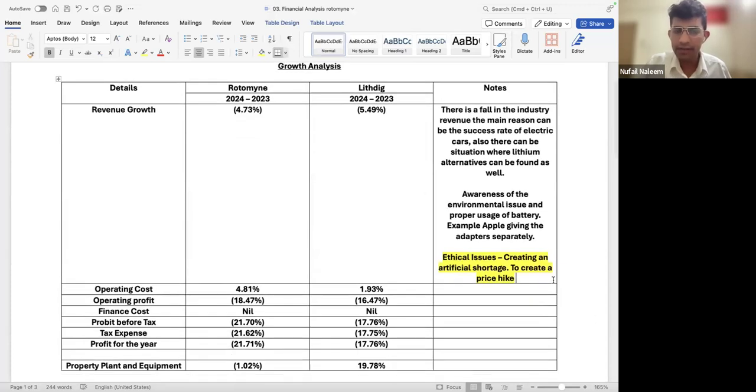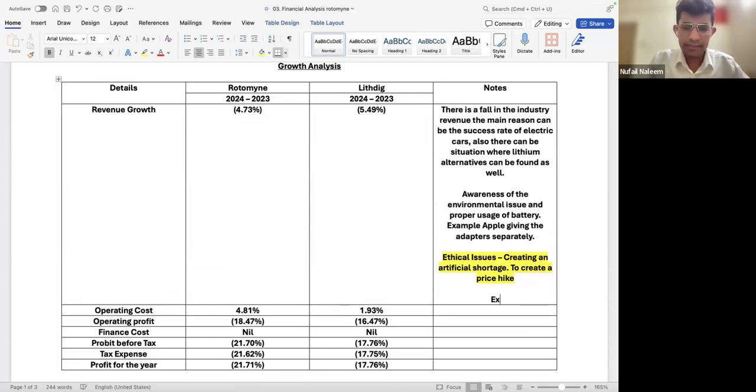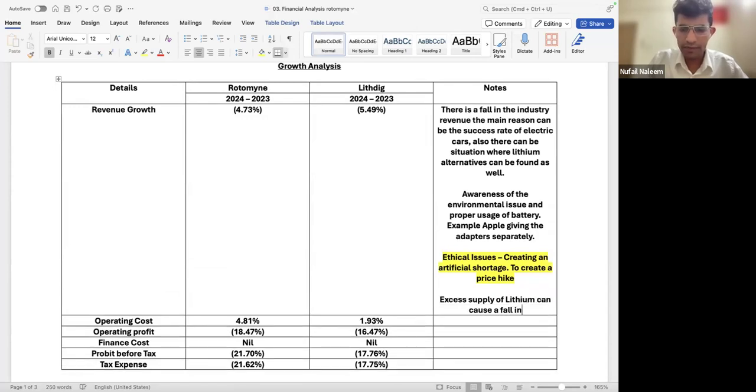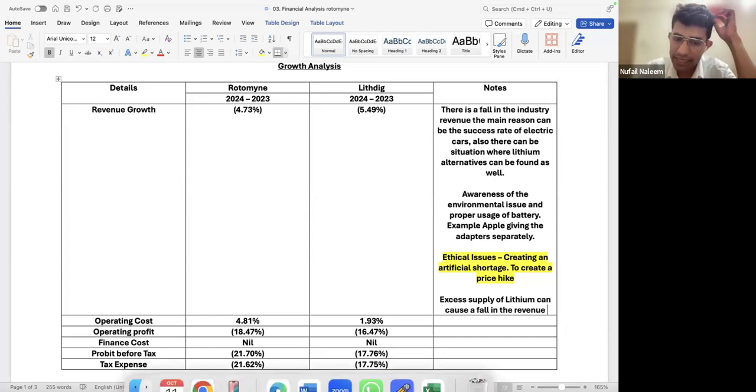And then, students, let me write down another point of view: excess supply of lithium. This also can cause a fall in the revenue. Because if there is excess supply, there is a fall in the revenue, and there is an impact on the demand also. So the formula is very simple now. Can I get a double Y in the chat box, students, if you understand this perspective properly? Thank you very much, students.